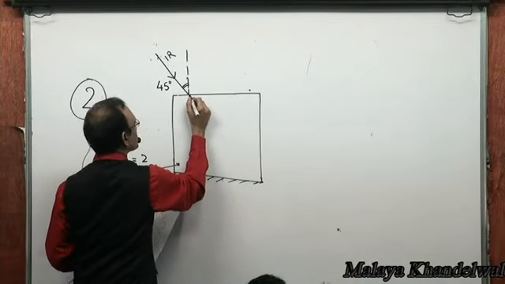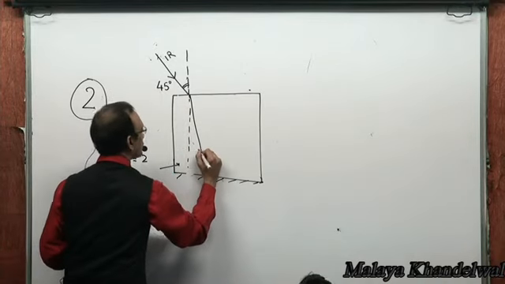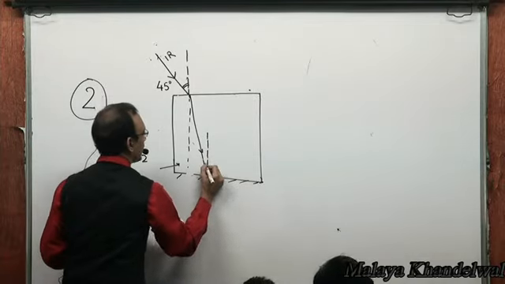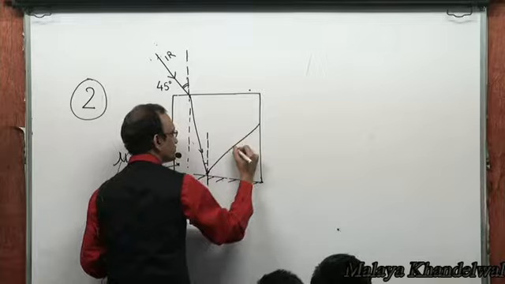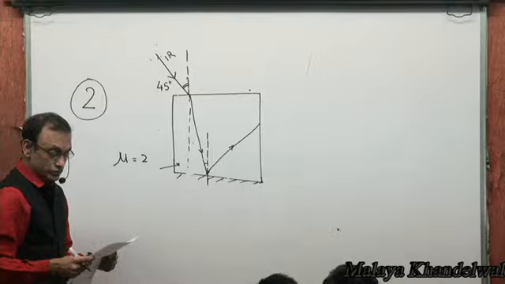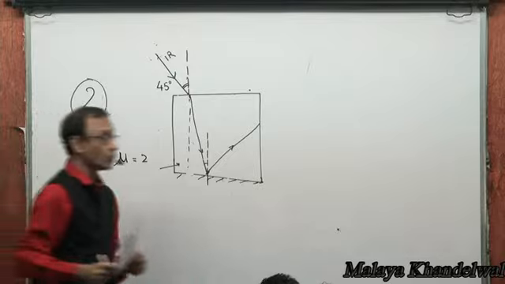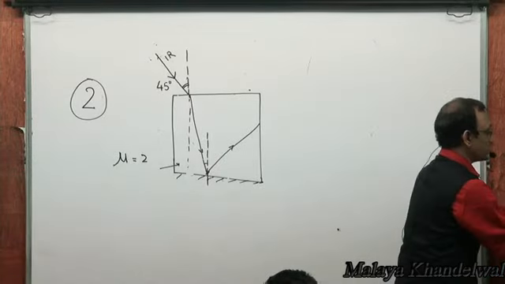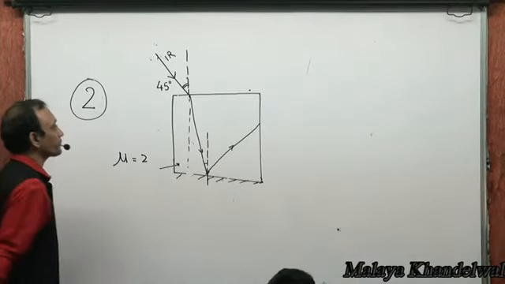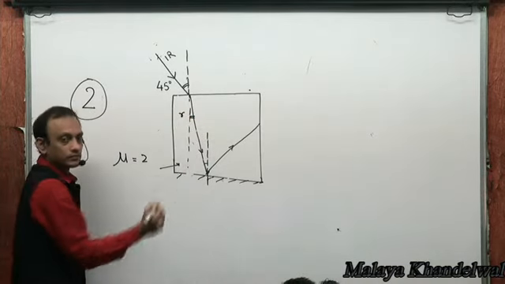This ray, going from rarer to denser medium, will bend towards the normal, right? And then it gets reflected on the surface. This is the reflected ray. And we want to be able to obtain the total deviation when it emerges from the glass slab. Clear?